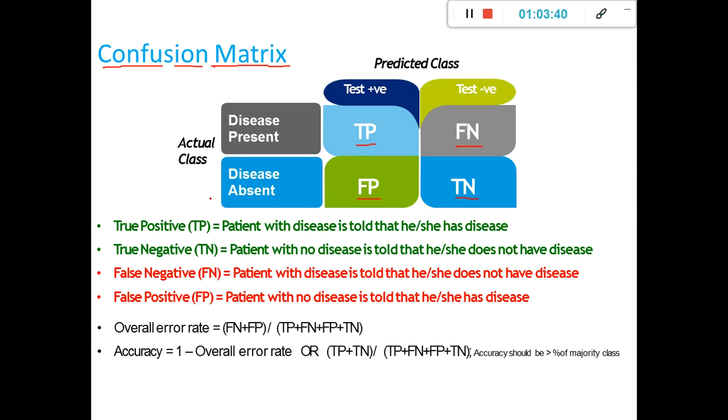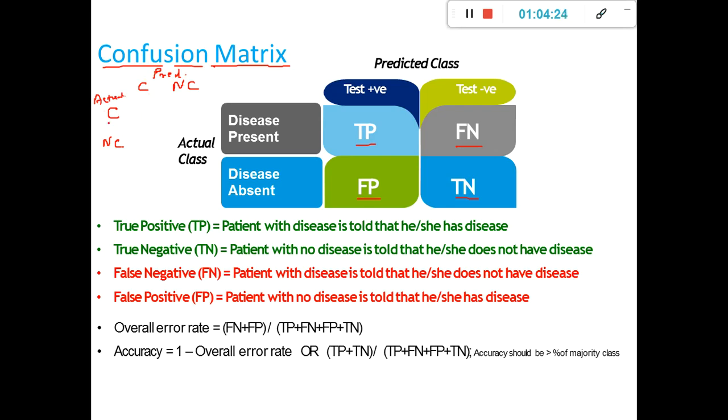Now to understand this confusion matrix, which is a very, very important concept as far as predictive modeling for classification is concerned, let us take a case study. Suppose we have a person who is having cancer and a person who is not having cancer. Suppose this is the predicted class and this is my actual class.